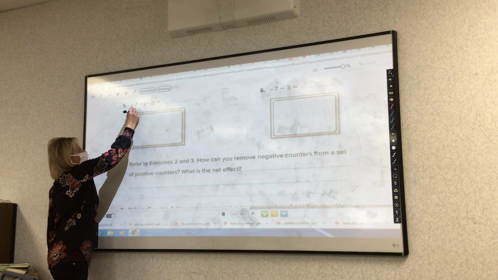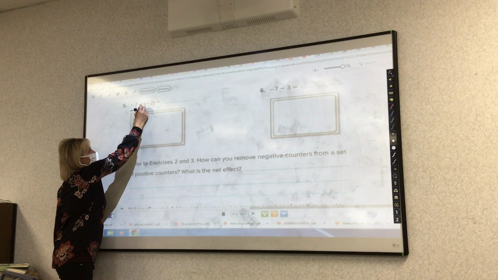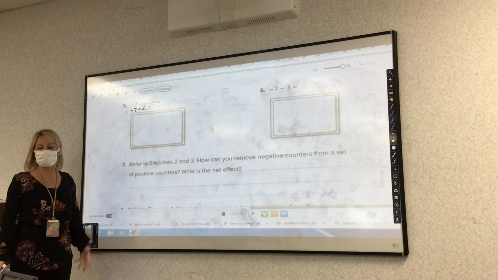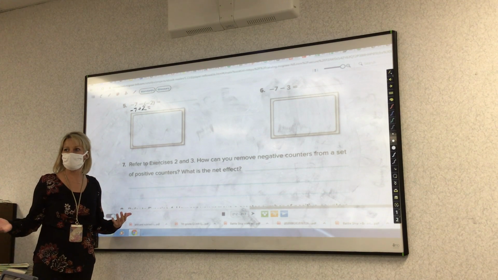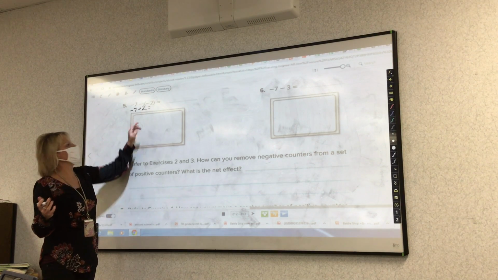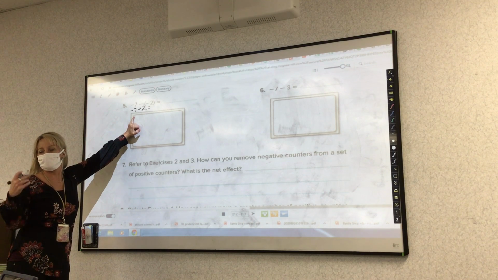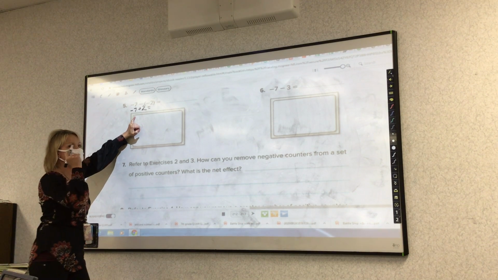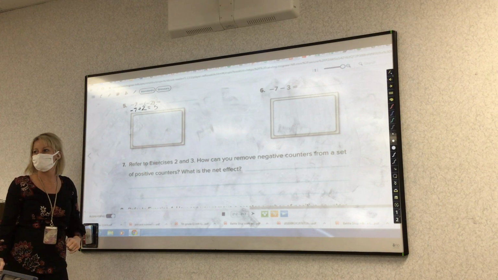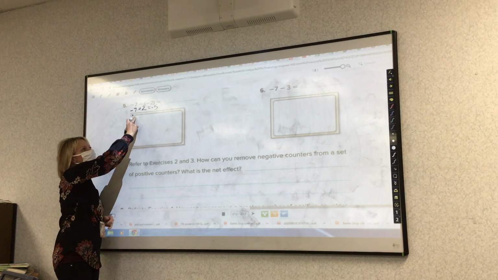Keep the negative 7. Change subtraction to addition. Change the negative to a positive. I have a negative 7 and a positive 2. One's negative, one's positive, so I have to subtract. 7 minus 2, which is 5. And is it going to be positive or negative? Negative, because the 7 is negative. The bigger number is negative.